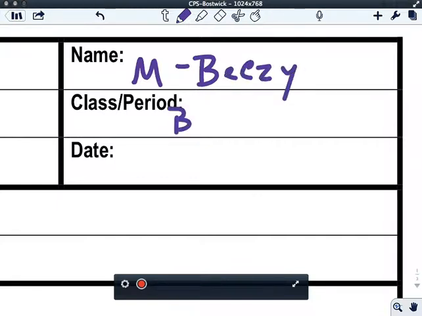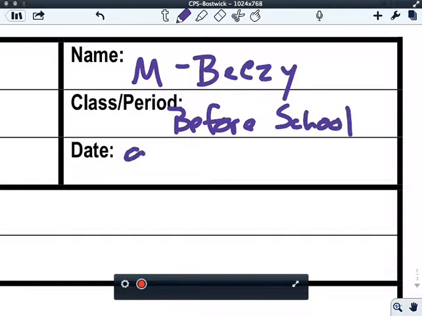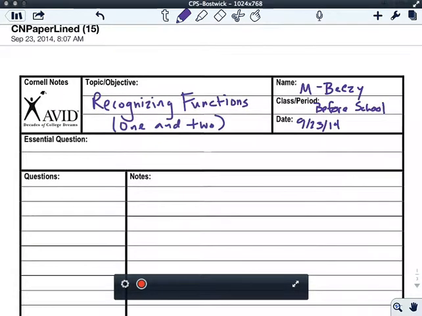It's before school right now. Of course, you just put your class period, and it's 9:23. 14. It might be different for you, of course.